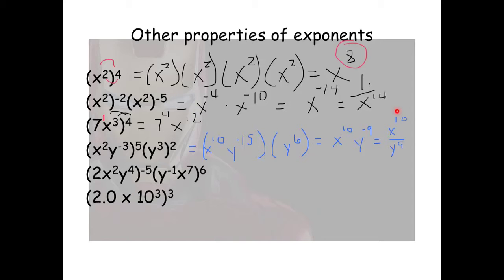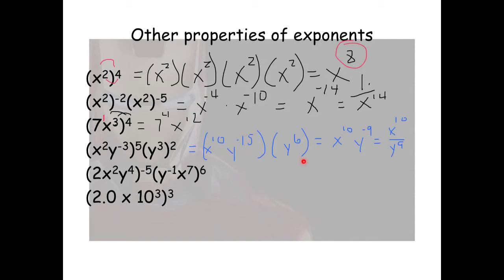If you're not sure how we did this, let's take a look. We have a power, two-way power. So we're going to distribute this 5 by multiplying it by the two exponents. 5 times 2 gave us this 10. 5 times negative 3 gave us negative 15. And power to power, we're going to multiply. y to the 3rd power times 2 gives us y to the 6th. Now, we're left with this.